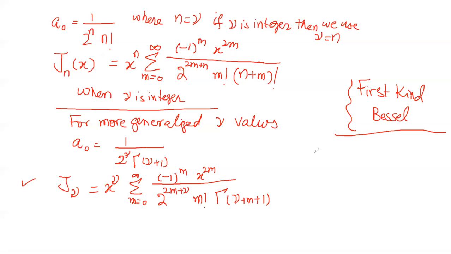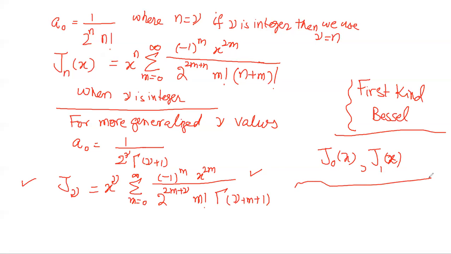Two cases of Bessel's function we considered. For example, when I say J0 of x, it will be a Bessel's function of the first kind of zeroth order. When I say J1 of x, it will be the Bessel's function of the first kind of first order, and so on. And for any non-integer order, we will use this formula in which a gamma function will be used.